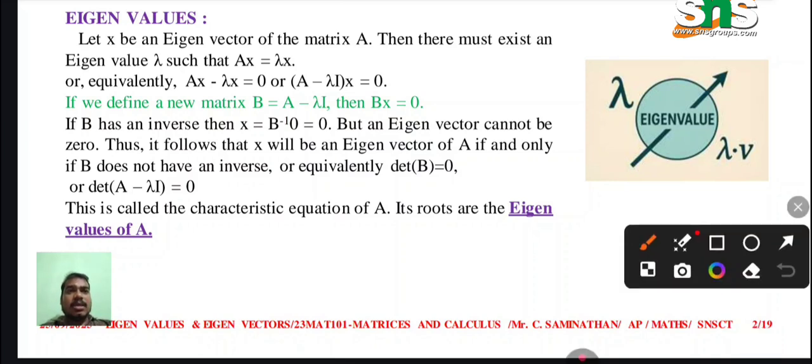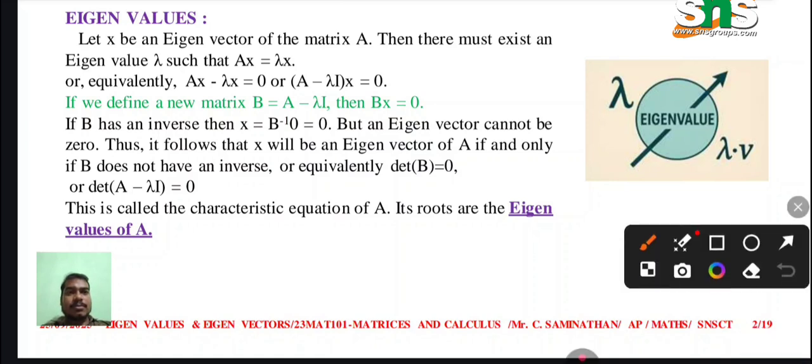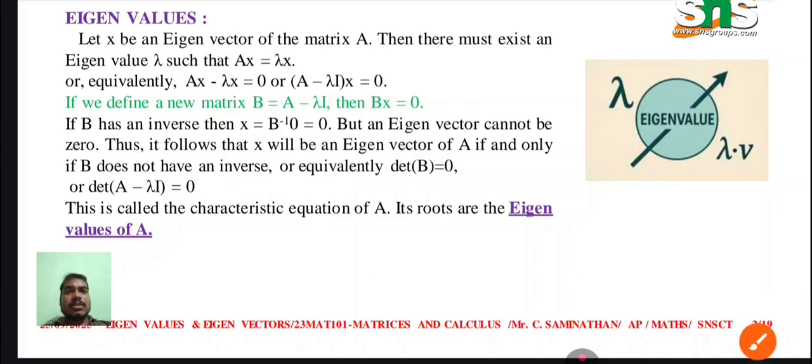Taking B equal to A minus lambda I, therefore Bx equal to 0. It is not satisfying the condition that B has an inverse. Therefore, B does not have an inverse. So, determinant of B equal to 0, or determinant of A minus lambda I equal to 0. This is called the characteristic equation of A. Its roots are the eigenvalues of A.